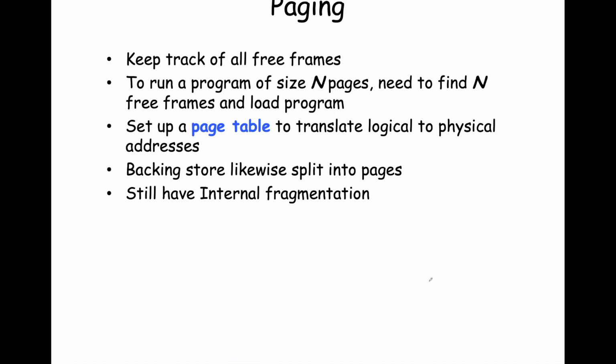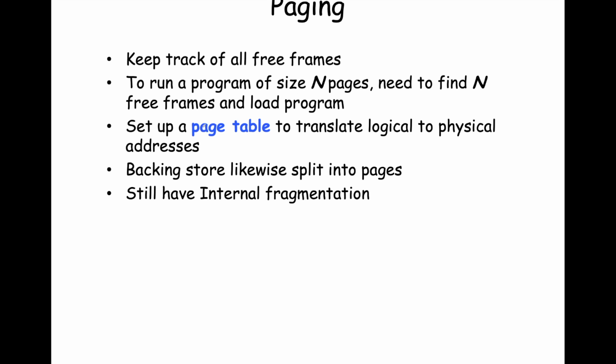Okay, and so now what the operating system needs to do is keep track of all of the free frames, similarly to how it kept track of all of the free segments. And in order to run a program of size n, right, you talk about the program size as being the number of pages comprising that logical address space for the program, you now need to find n free frames from your memory and load those n pages into those n free frames.